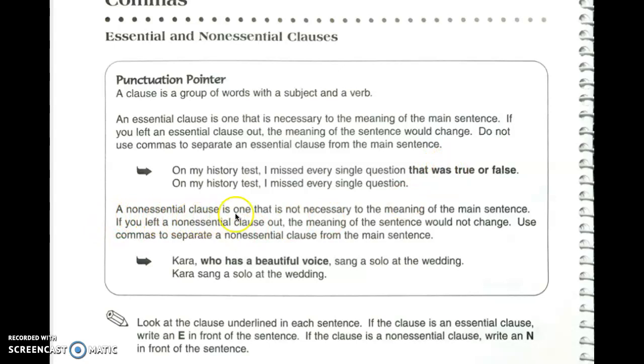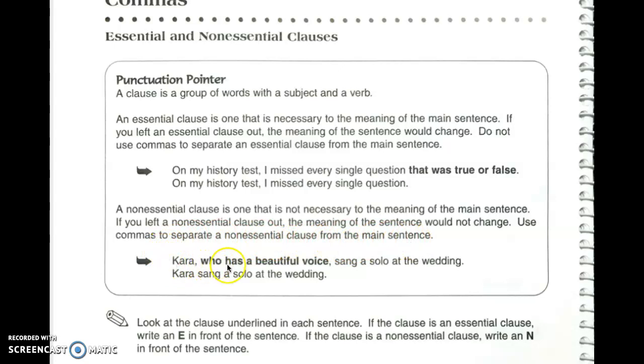A non-essential clause is one that's not necessary to the meaning of the main sentence. If you left out a non-essential clause, the meaning of the sentence doesn't change. Use commas to separate a non-essential clause from the main sentence.